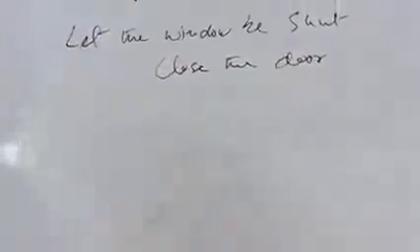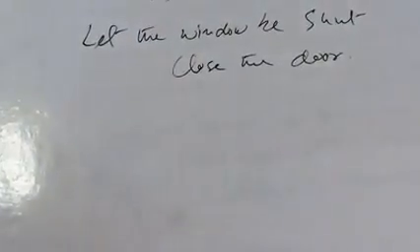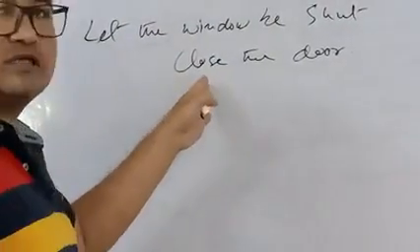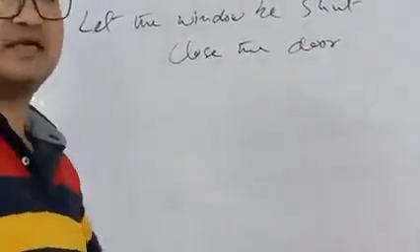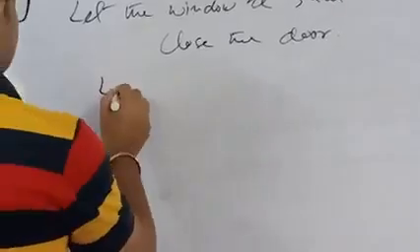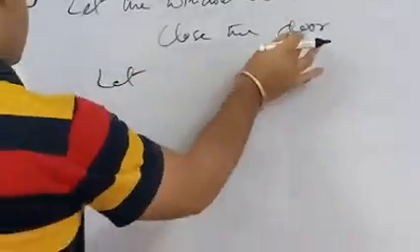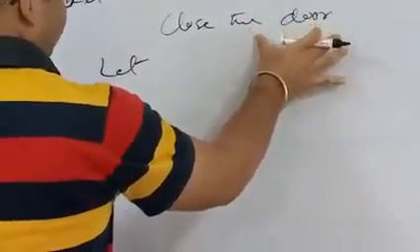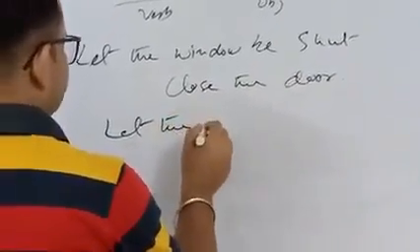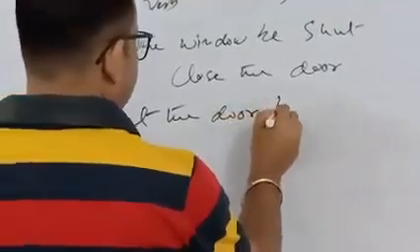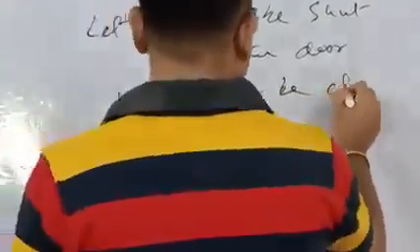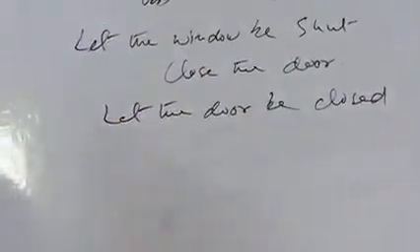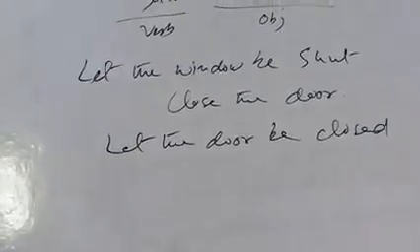One more example. Close the door. This is again a sentence which begins with a verb, that is close, and the door is the object here. So first you have to put let, then you have to make the object into the subject, that is let the door, and then be, and the past participle form of the verb close, that is closed. Let the door be closed.